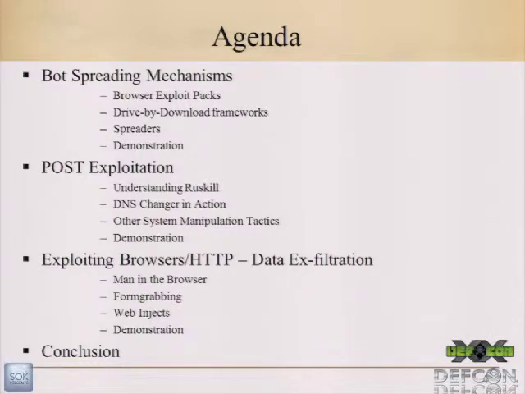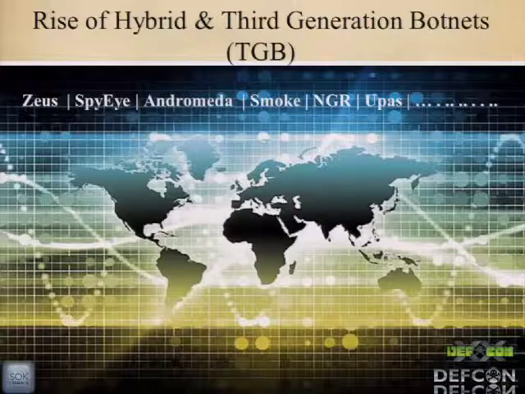Then we're going to talk about post-exploitation: once your system is infected, what kinds of things a bot actually manipulates in your system to subvert the integrity. Then we're going to talk about data exfiltration strategies and the concept of third-generation botnets, and how various bots are exploiting the HTTP communication channel to exfiltrate data out of the system.